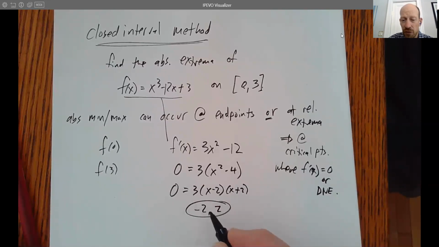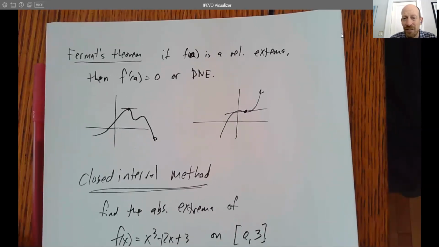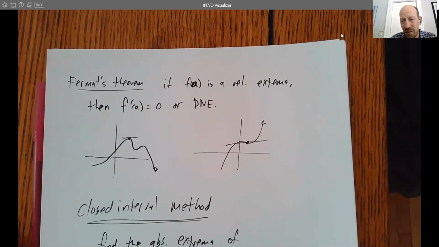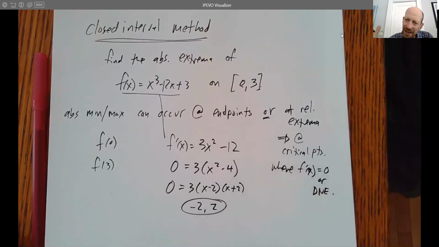So those are values where there could be a local max or min, which means possibly an absolute max or min. These might not be local maximums or minimums, but local extrema couldn't happen anywhere else. I couldn't have one at 0.5 or 1.7 or the square root of 2, because those values are not critical points. They don't make the derivative 0 or undefined. And if you have a local max, a relative extrema, then the derivative has to be 0 or undefined. So what we've done is we've basically sifted it down to only a couple of possibilities.